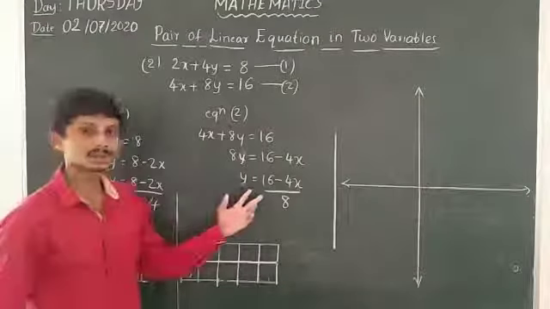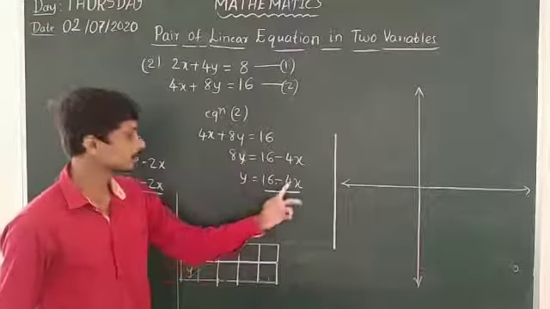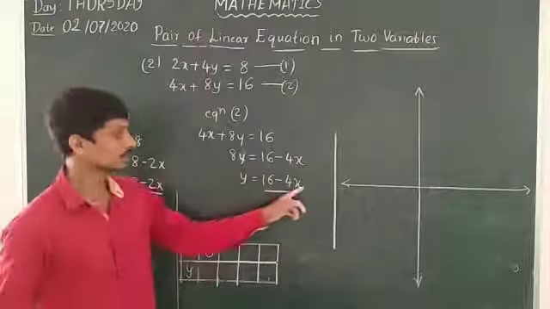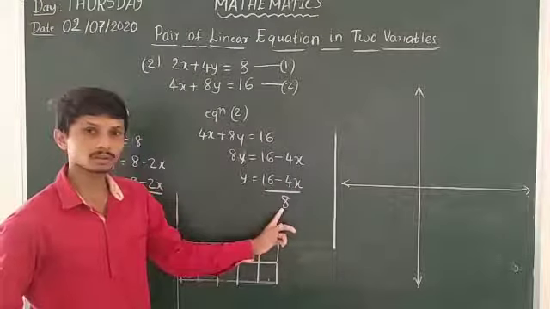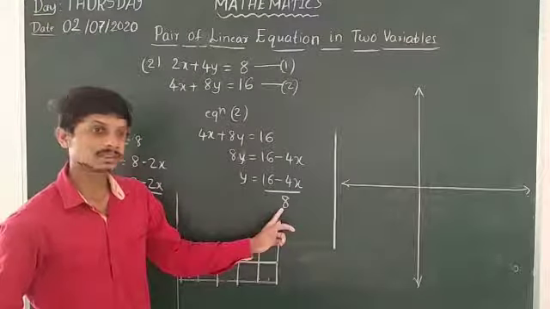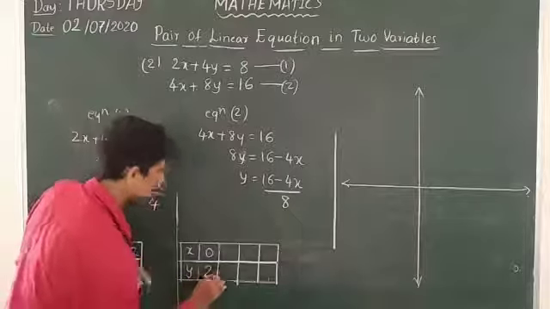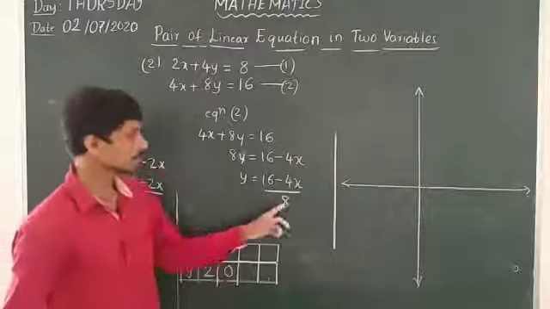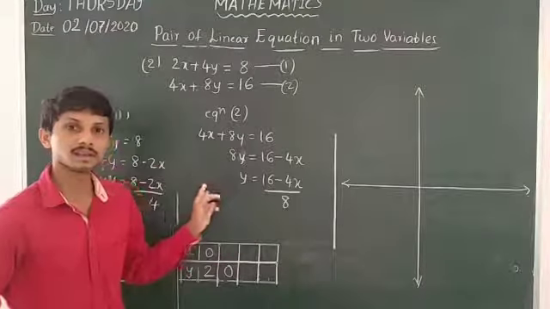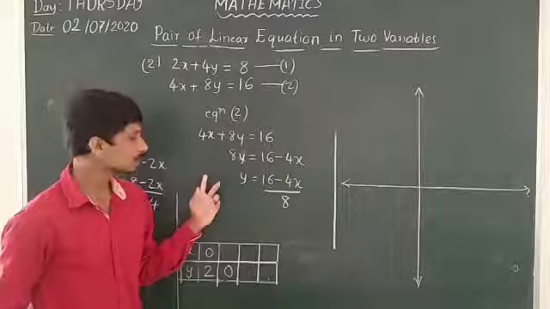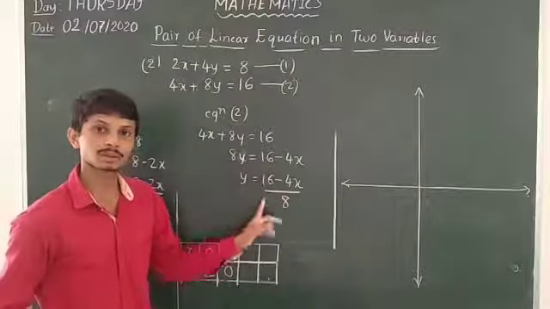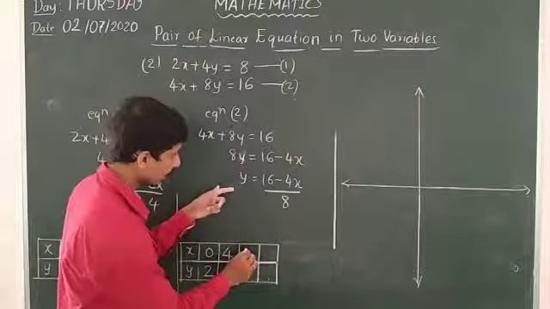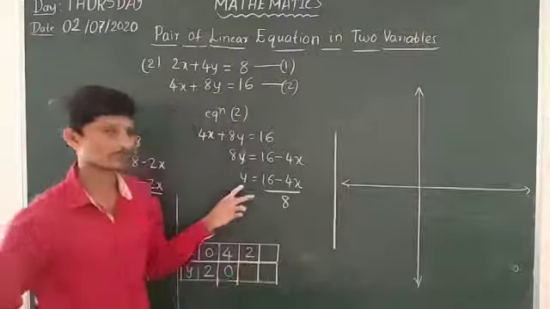Then come to this equation, y is equal to (16 minus 4x) by 8. Consider the value of x is equal to 0. Then this term vanishes, and 16 by 8 is equal to 2. Then again we take the value of y is equal to 0, so the 8y vanishes. Minus 4x comes to plus 4x, so 4x is equal to 16, x is equal to 16 by 4 is equal to 4. Then we take the value of 2.